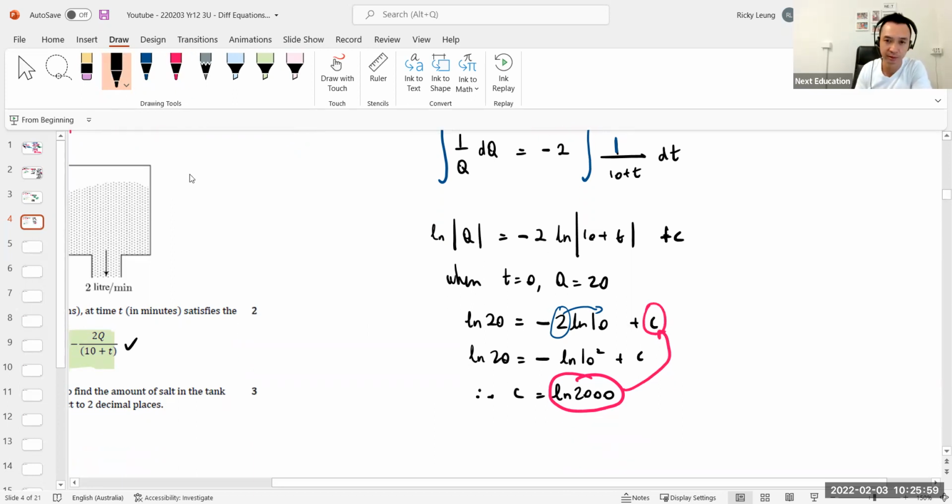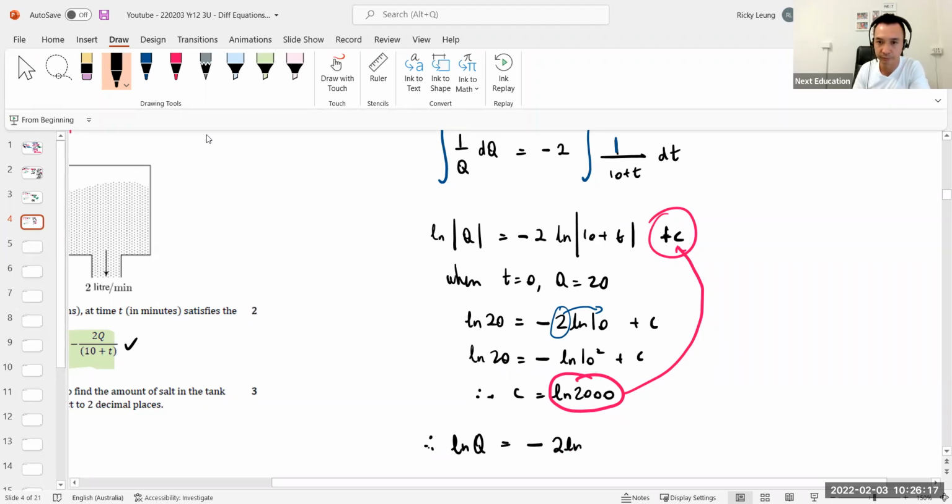Sub that in. Well, I got ln 20. No, so not there. Don't sub it in there. Sub it into the expression up here. Therefore, ln q, guys, everything's positive, so let's just forget about the absolute values. Minus 2 ln 10 plus t plus ln 2000.